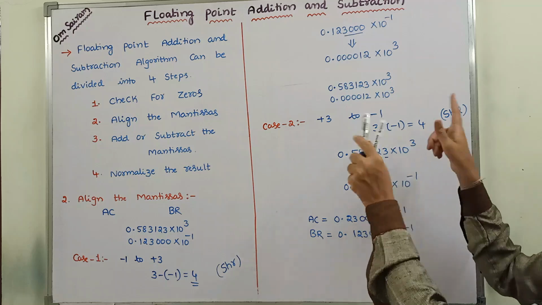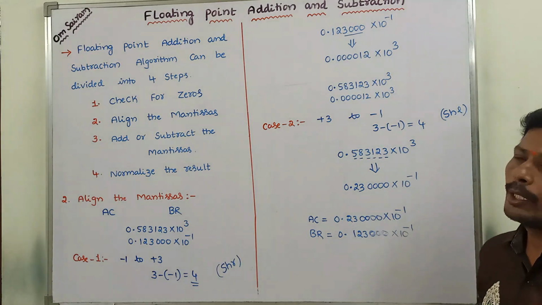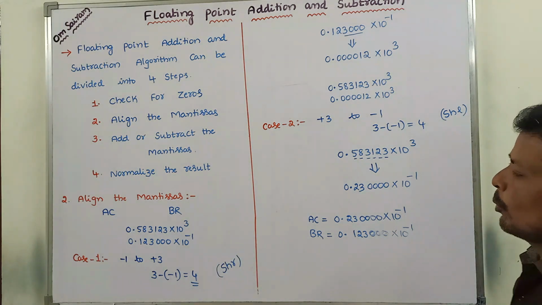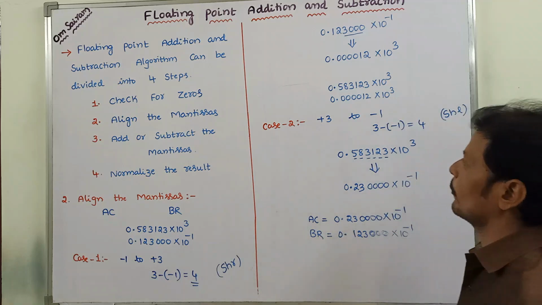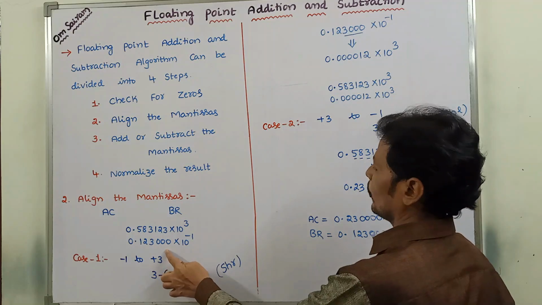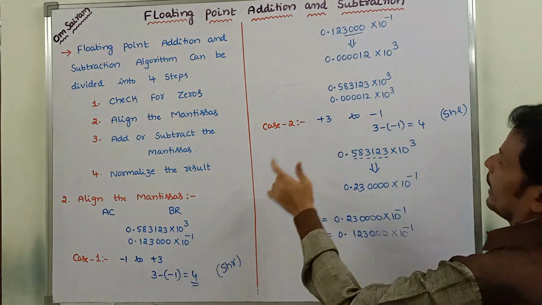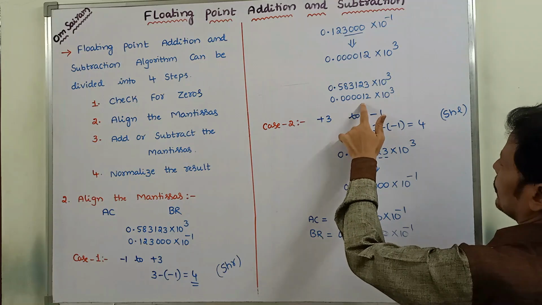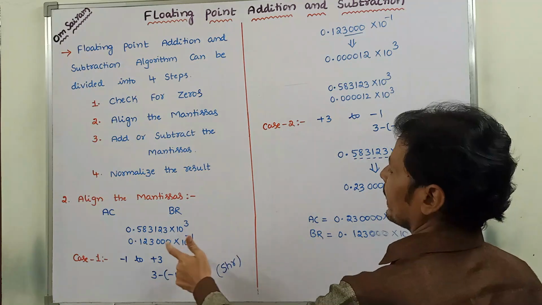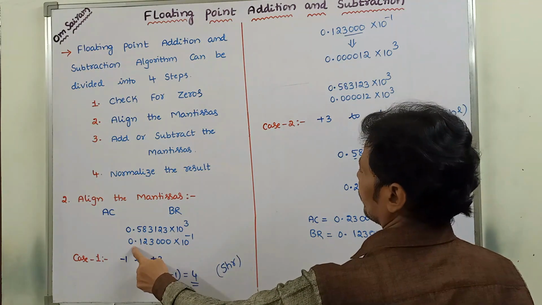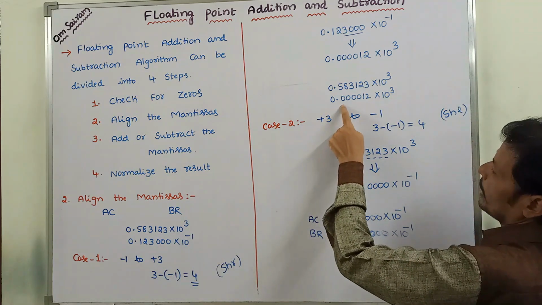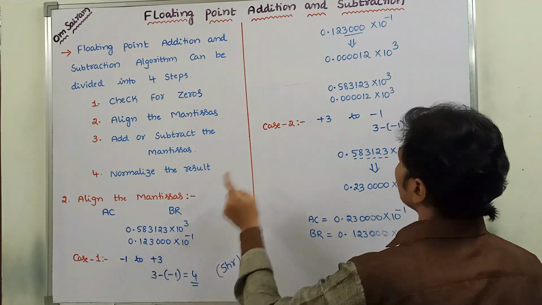So by observing these two cases, which case is preferable? In the first case, we are aligning the mantissa of the second floating point number. Before aligning, the mantissa of the second floating point number is 0.1230. After aligning, we are getting 0.4012. Only 3 is missing.